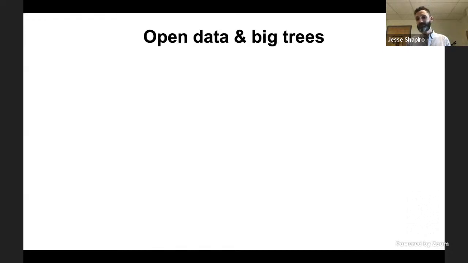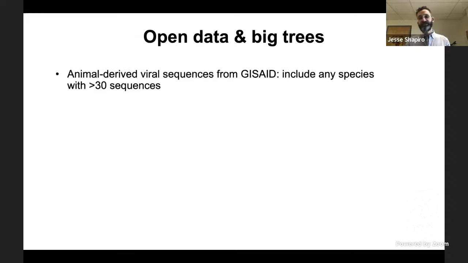All right, so again, the importance of open data and big trees, right? So here we used available publicly shared genome sequence data. We didn't generate this data ourselves. So big thanks to everyone who's generating and sharing this data in GISAID. So that's the major database of consensus sequences for doing that. So Sana downloaded all of the animal-derived viral sequences from GISAID, so they were sampled from an animal host, and she included any species with over 30 sequences. So there's a few exotic animals, but they're not very well represented.